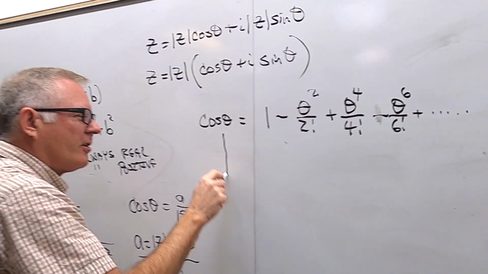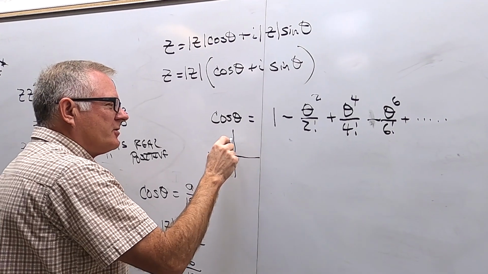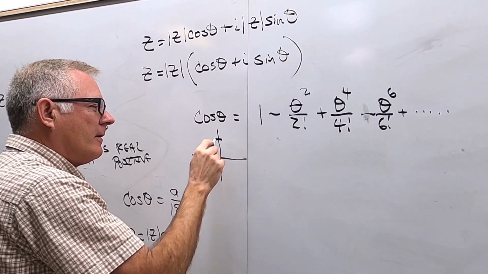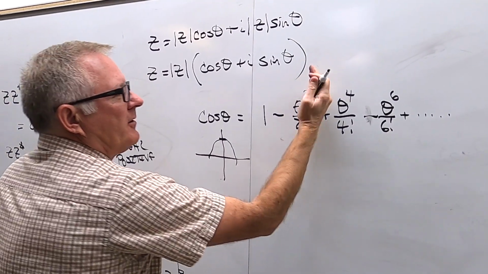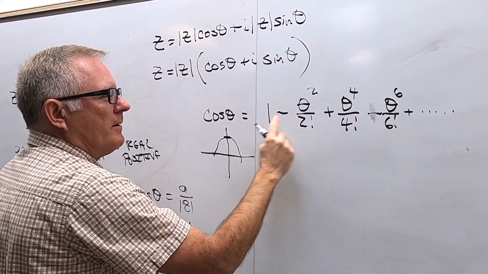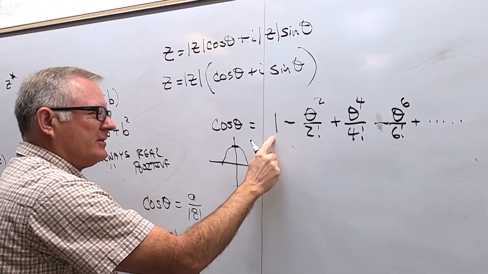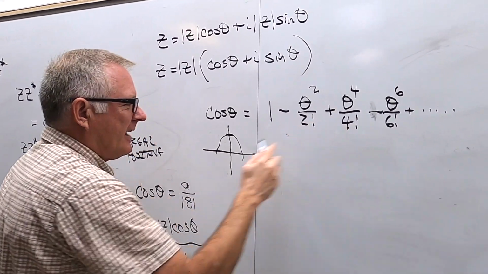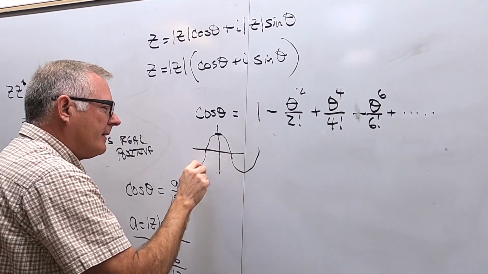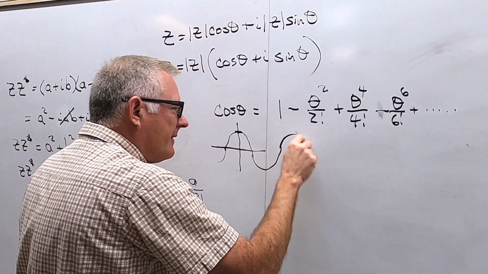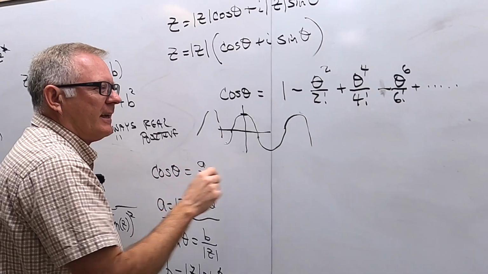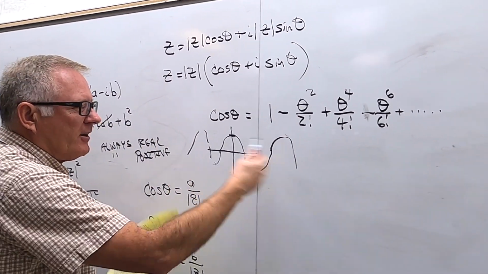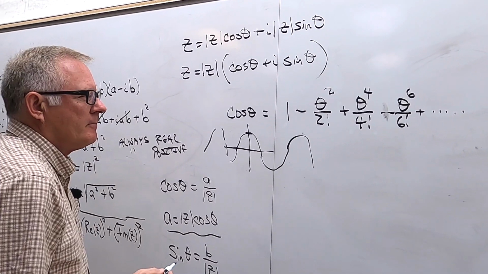Again, if you look at the cosine theta, it first starts out at 1, and then it goes down. If you just look at that much of it, it's just 1 minus a parabola. A parabola shifted up by 1, flipped. And then you're adding theta to the 4th, so that gives you this. Then you're subtracting theta to the 6th, and that gives you that. Adding theta to the 8th, and it just keeps going on. If you go on forever, you get the cosine of theta.